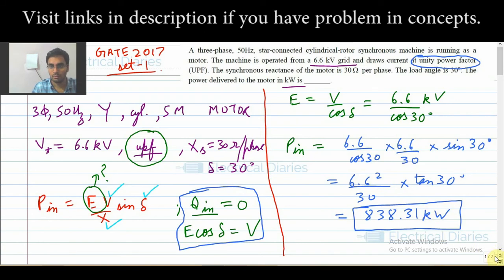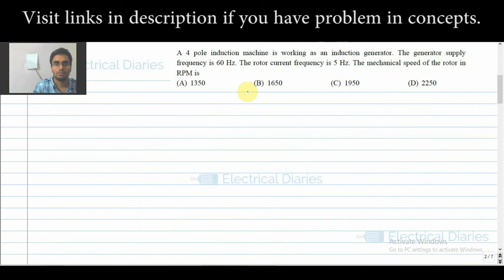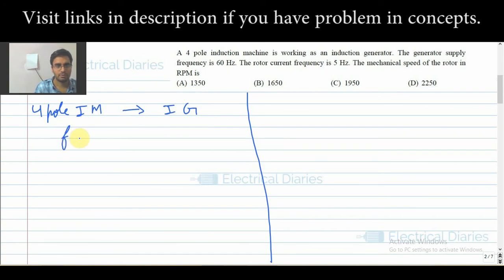Now the next question. A 4-pole induction machine is working as an induction generator. The generator supply frequency is 60 hertz. The generator supply frequency is that of the stator. If the induction machine is working as a generator, it will supply output current through its stator only. I hope you get this.